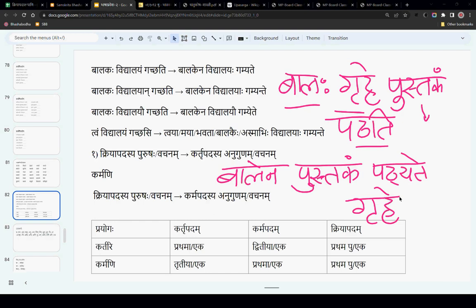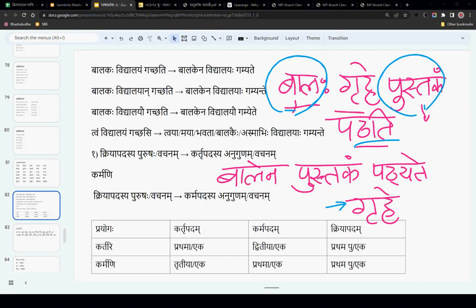Balena gruhe pustakam pathyate. Note that when we change a sentence from kartari to karmani or bhave, then the kartrupadam and karma padam, and of course kriya padam also, they change. And in the nama pada, kartrupadam changes to tritiya, karma padam changes to prathama vibhakti, but the other words which are not kartrupadam or karma padam, they do not change the vibhakti, they remain in the same vibhakti. But if kartrupadam or karma padam has a visheshanam, adjective, then they also change because they are the visheshana.